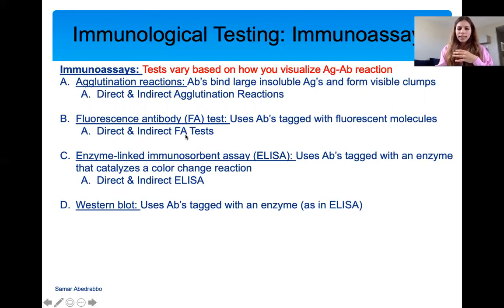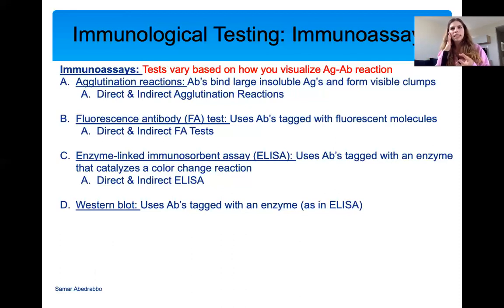With the fluorescence antibody test, from the name, if the antibody binds the antigen, you get fluorescence. With enzyme-linked immunosorbent assay, ELISA, if the antigen binds the antibody, you get a color change. With the Western blot, if the antibody binds the antigen, you see a band on the blot, which I'll talk about in a moment. So all of these are different ways of visualizing whether the antigen bound the antibody.